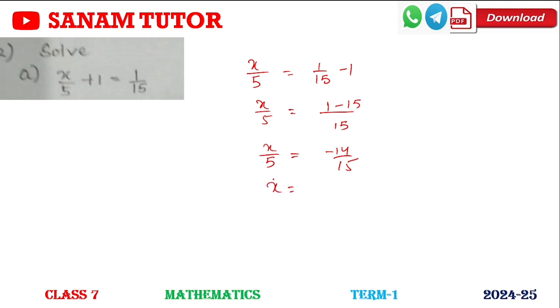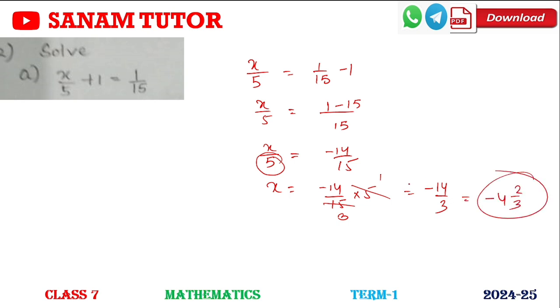Now x equal to, here the 5 on the left side is divided, when we go to the right side then it will be multiplied. So minus 14 by 15 into 5, 5 1 ja 5 3 ja, so minus 14 by 3, that is minus 4 2 by 3. So the answer is minus 4 2 by 3.